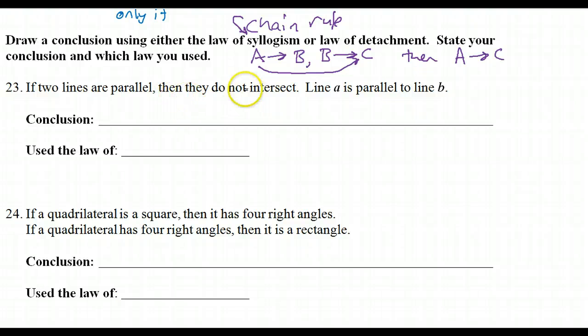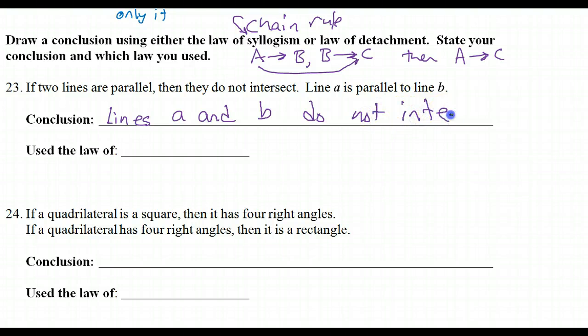So let's see, number 23. If two lines are parallel, then they do not intersect. Line A is parallel to line B. So what can I conclude? Lines A and B do not intersect. Okay, I'm using detachment.